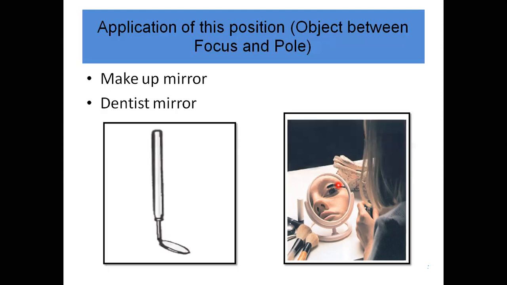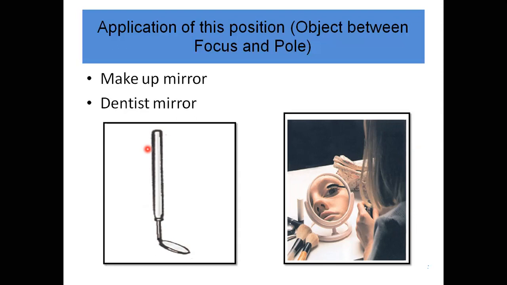You must have seen this kind of instrument used by a dentist. Why do they use this thing? They use this mirror to see inside our mouth, to examine our teeth, and for that they need to see a magnified and erect image. That's why the dentist mirror is also a concave mirror, and the dentist adjusts the position of the mirror according to the teeth in such a way that they lie between pole and the focus.